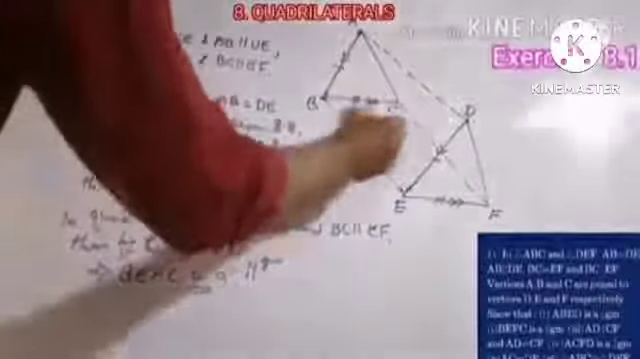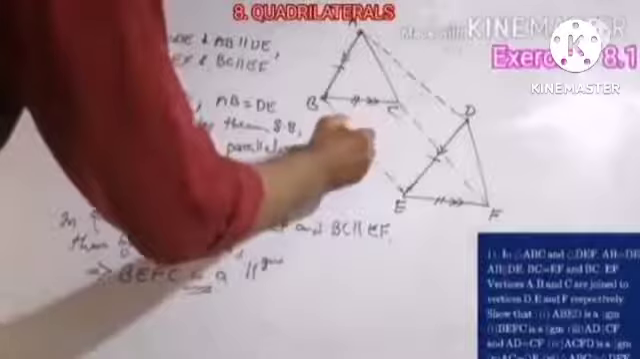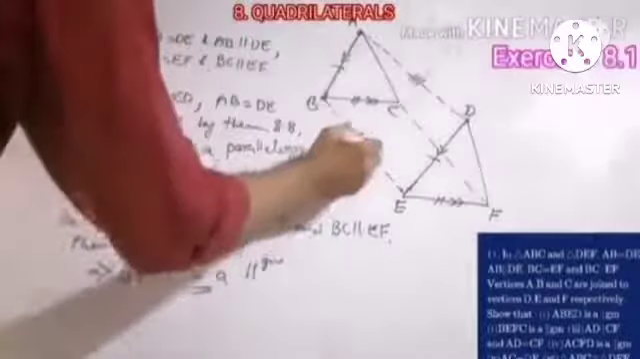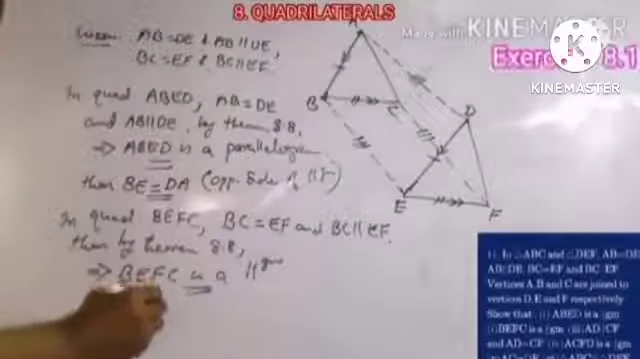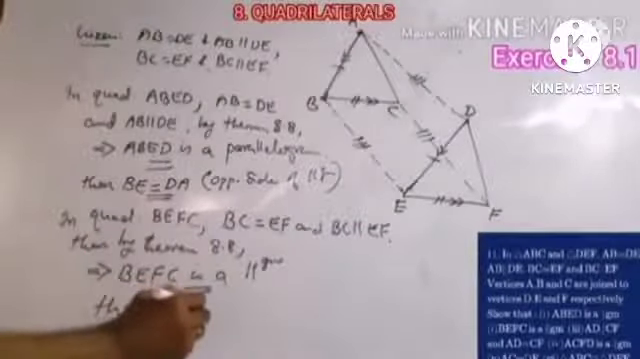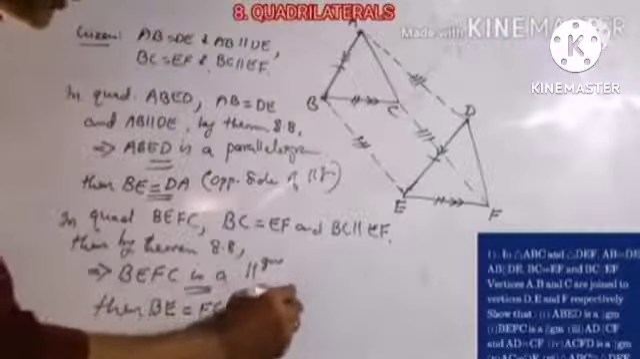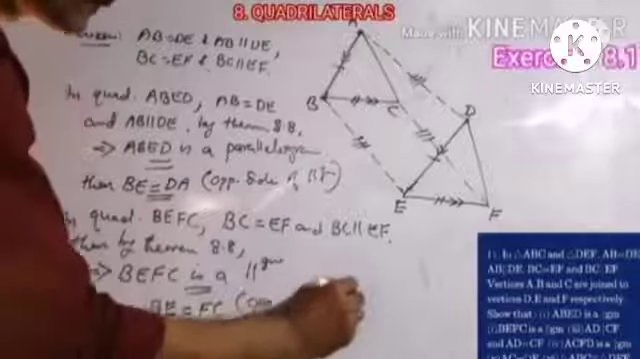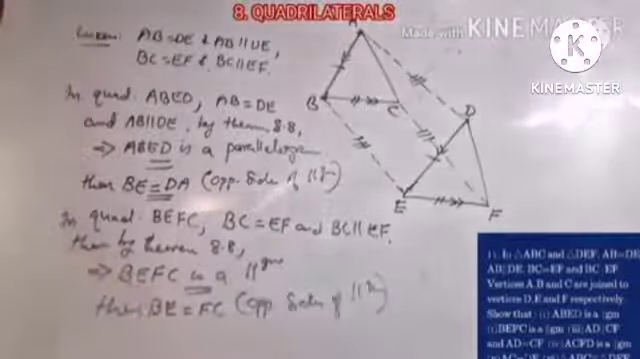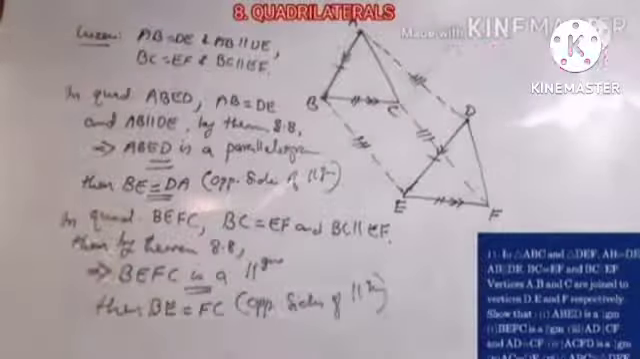So when BEFC is a parallelogram, then we can say that BE equal to FC. Then these sides are also equal. Here first we proved this equal. Now we have BE equal to FC. Reason: opposite sides of a parallelogram. So the first two are over.